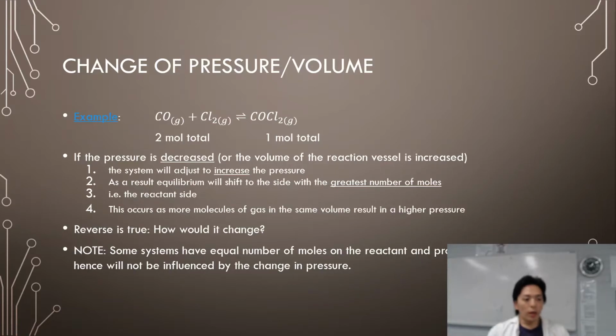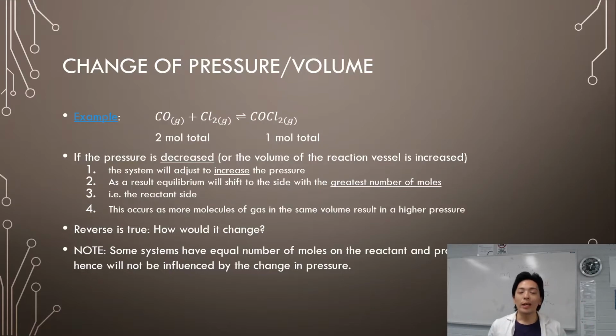Same equation there. There's an example. I'm not sure if that link is actually working, but anyway, let's look at this example here. CO plus CO2. So there are 2 moles on the reactant side, and you've got CO2, which is 1 mole, a 2 to 1 ratio.